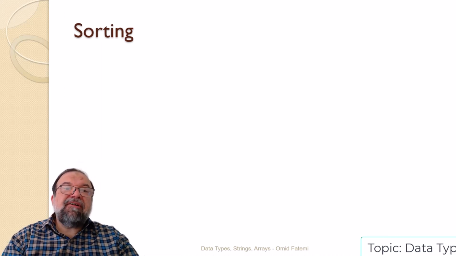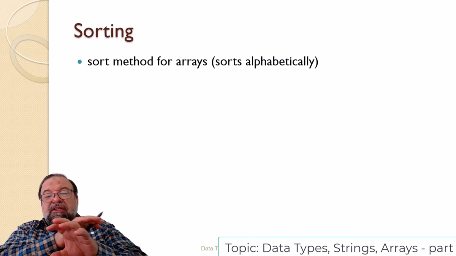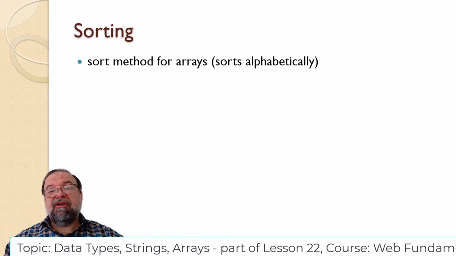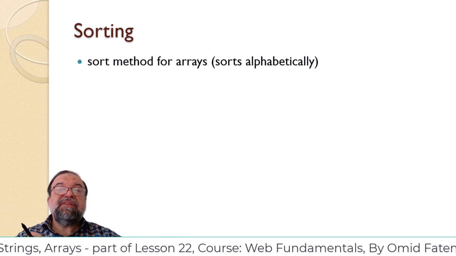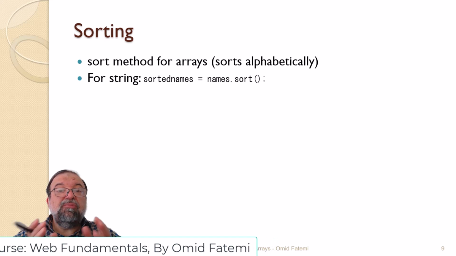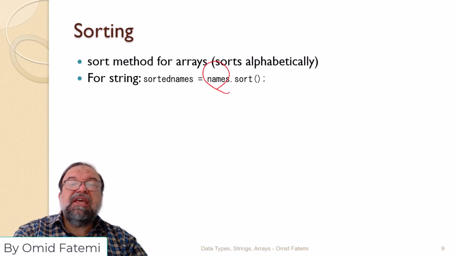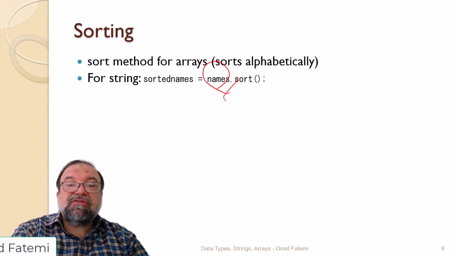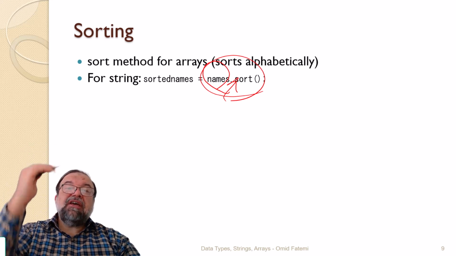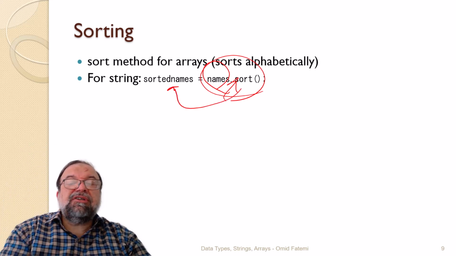Since we have talked about arrays, it is good to talk about sorting, because one of the things that you would like to do with a number of elements is to sort them. So we have a sort method for arrays. It sorts alphabetically, not numerically. For example, you have an array called names, then you use this method of sort and it will change the names array to a sorted array, and then you can, for example, put it in another array.